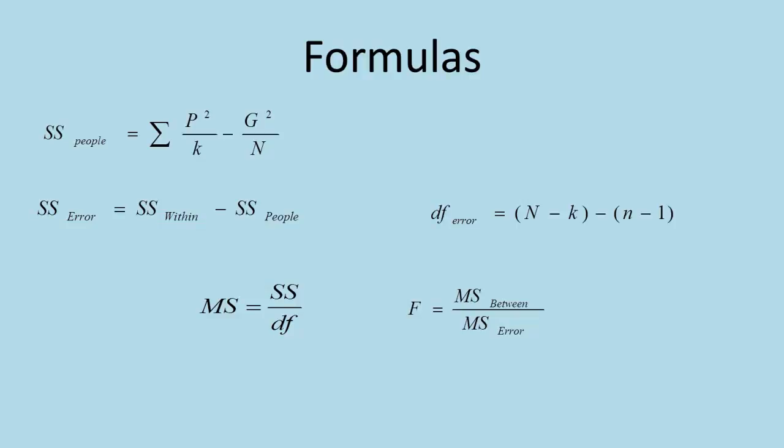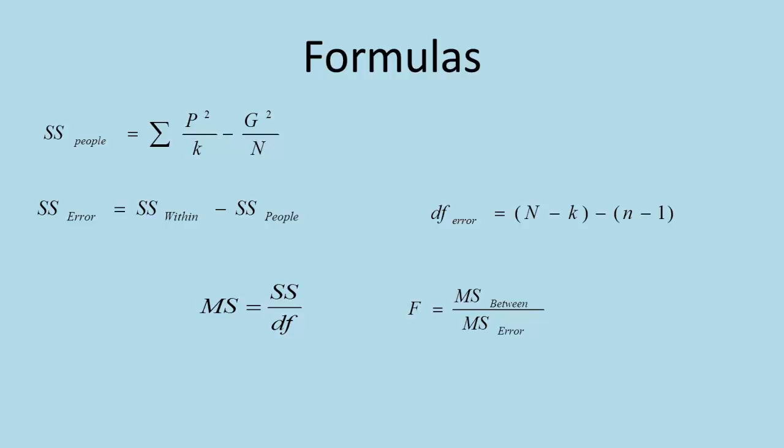Here's our formula list. I'm going to assume that you don't need me to show you the formulas for all of the between subjects ANOVA stuff. When you're calculating within subjects ANOVA, you need to do all the steps for a between subjects ANOVA plus a few more steps to calculate this sum of squares people, sum of squares error stuff. If you feel like you need to review how to calculate all the between subject stuff, I encourage you to watch either of the two videos that I've already made on how to calculate a one-way between subjects ANOVA.